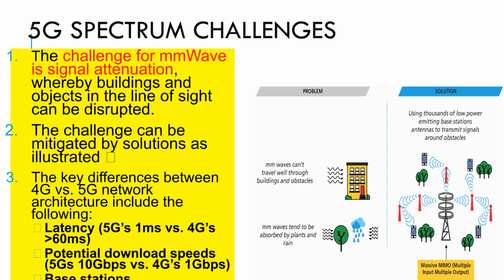5G spectrum challenges. The challenge for mmWave is signal attenuation, whereby buildings and objects in the line of sight can disrupt the signal. The challenge can be mitigated by solutions, as illustrated.